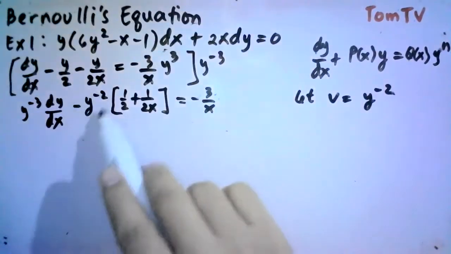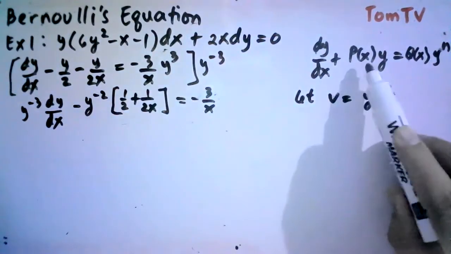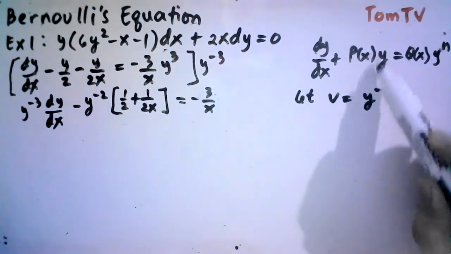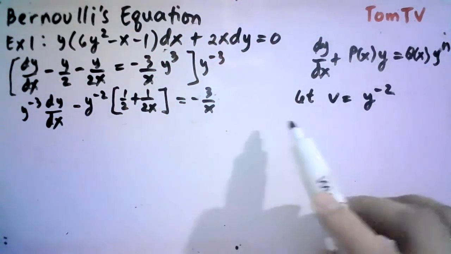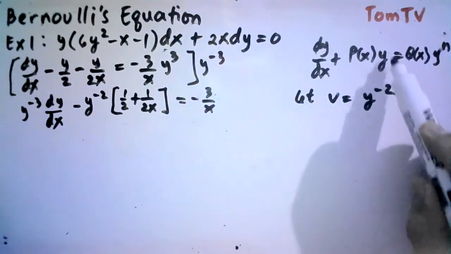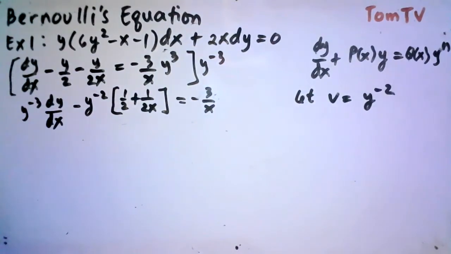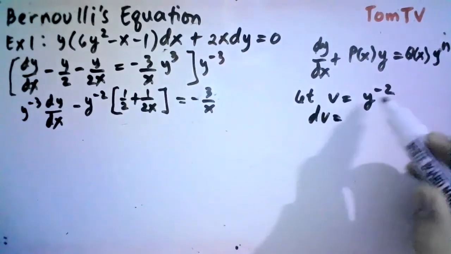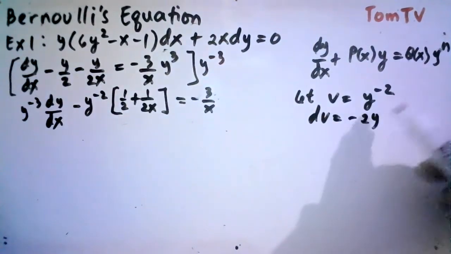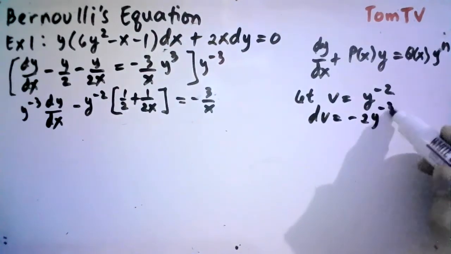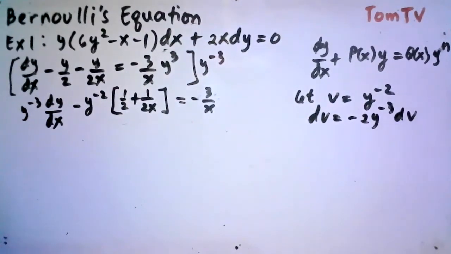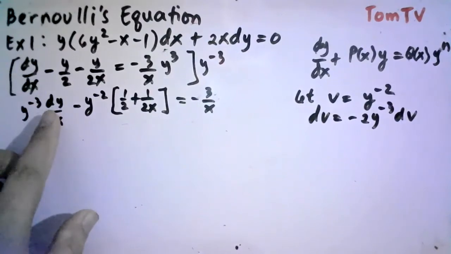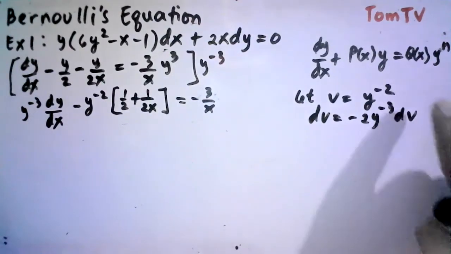Whatever is the value here from our P of x, y, whatever is your y, you have to apply: let v equal the value here for your y. So that the derivative of v is equivalent to negative 2 y negative 3 dy. Now, if you have noticed on this part, you have here y negative 3 dy.